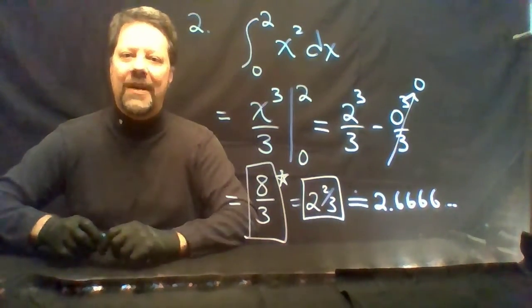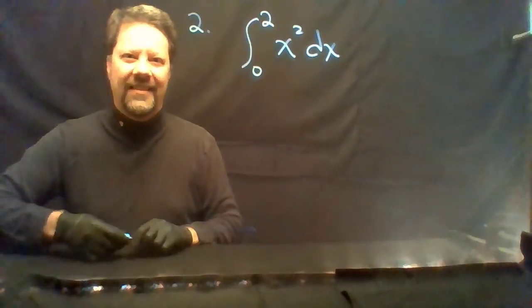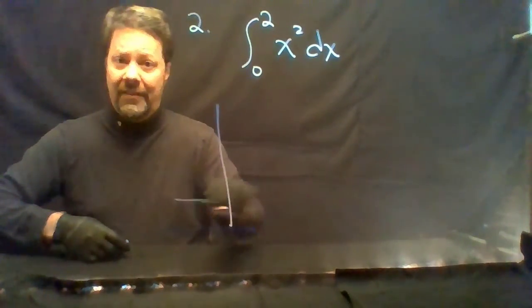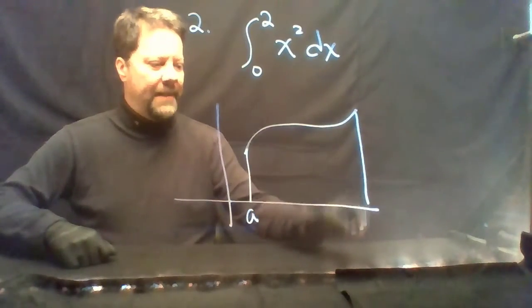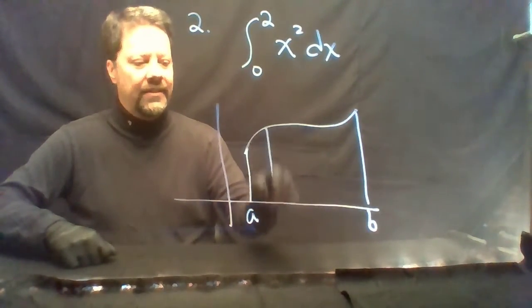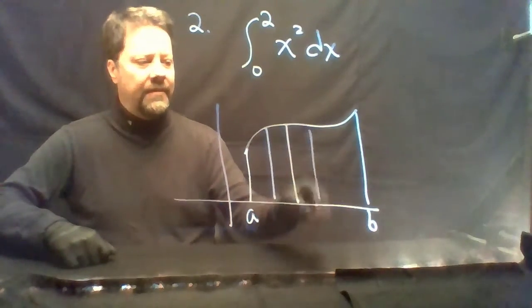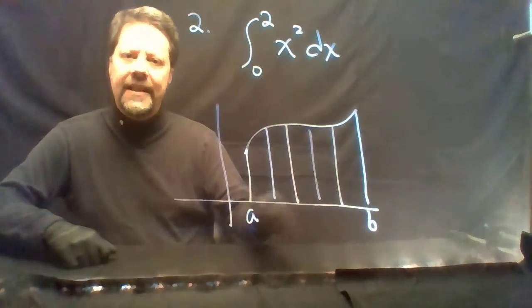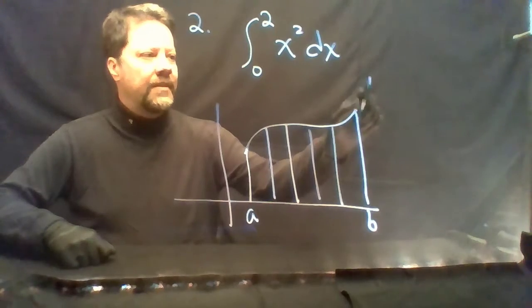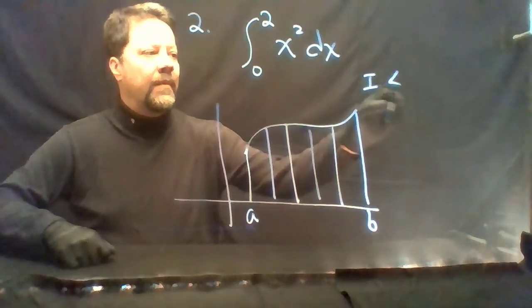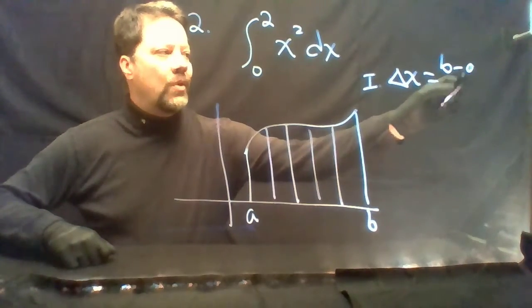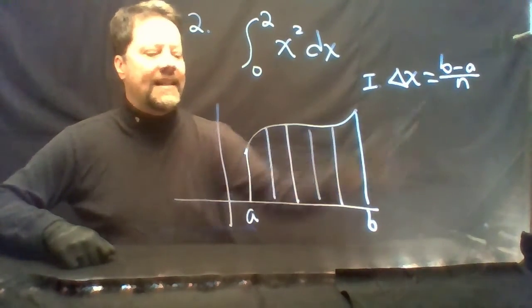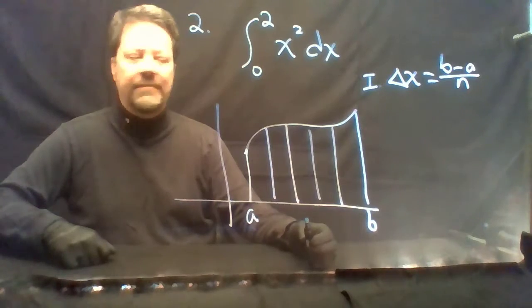Now let's see what the Riemann sums tell us. Let's recall the formula. The integral from a to b can be estimated using a partition, in this case we're going to have equal width partitions. So the first thing you need to remember is how to calculate delta x. It's the total length of the interval divided by how many times you're going to slice it up.